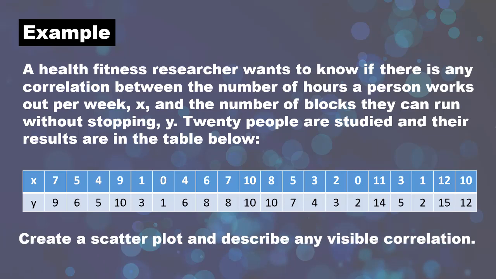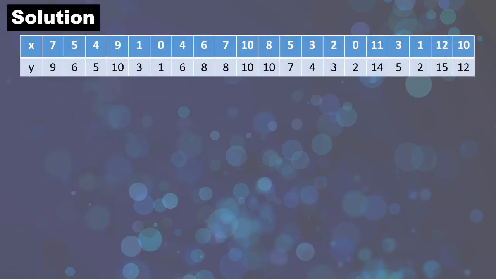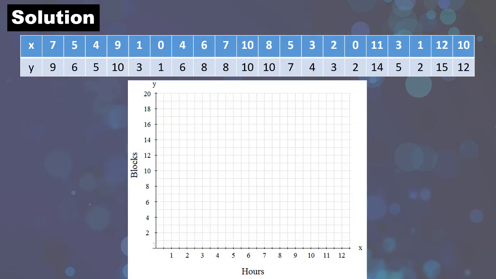So we want to create a scatter plot and see if, when we look at the scatter plot, any one of these 4 types of correlation is present. Is there a positive correlation, negative correlation, no correlation, or nonlinear correlation present? So we need to create our scatter plot. We'll put up our data and draw our graph.